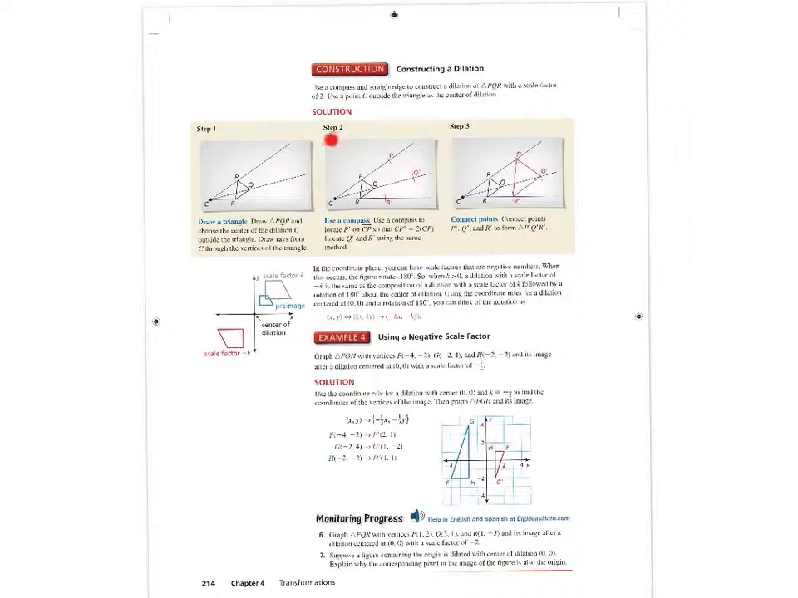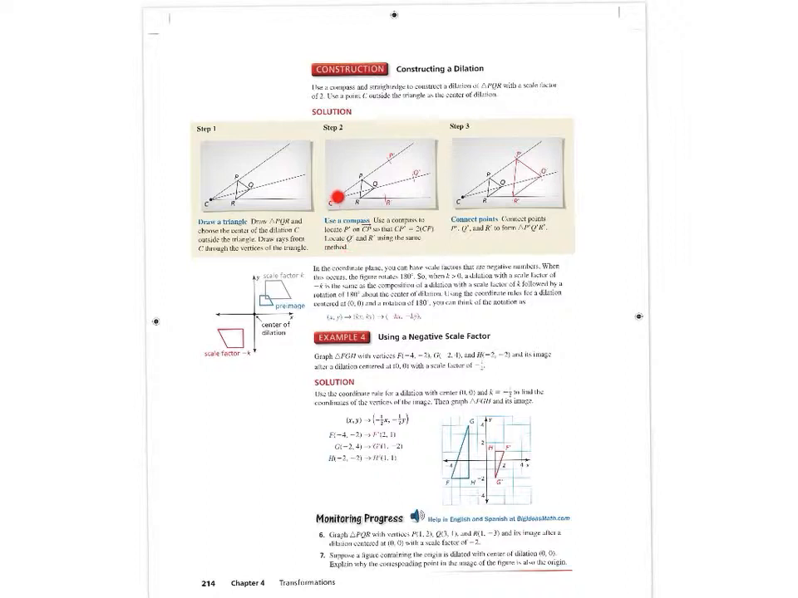Alright, so moving on to step 2, we're going to use our compass to locate P prime on ray CP. So we want to figure out where this point is going to land so that the distance from C to P prime, so this full distance here, is equal to twice the distance from C to P. So from C to P, we want to double that to get to P prime. So locate Q prime and R prime using the same method.